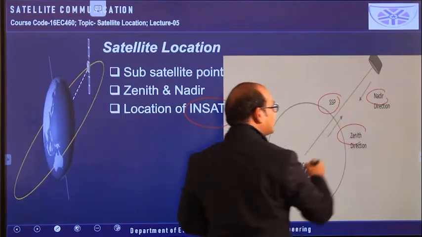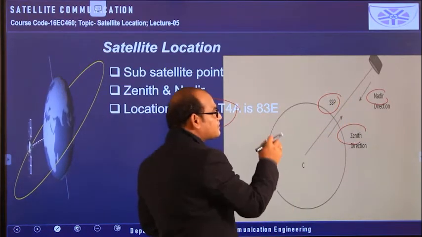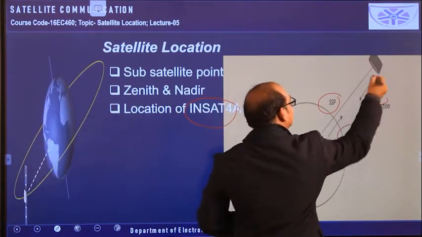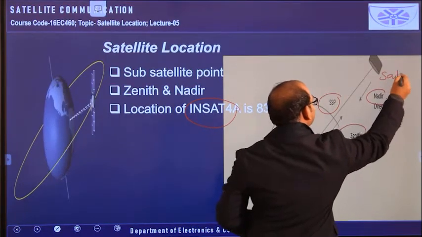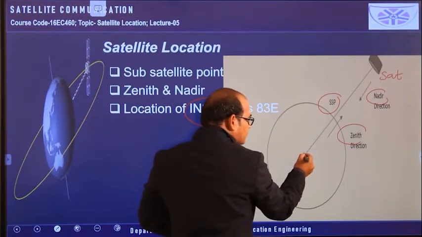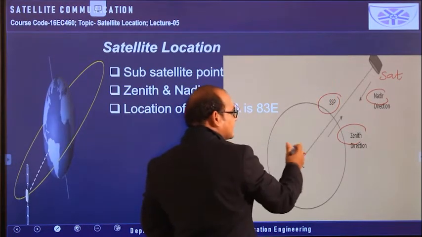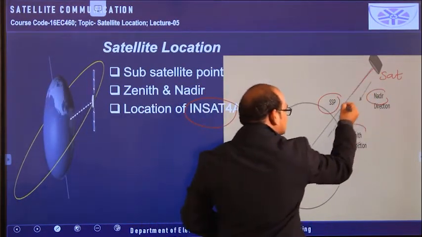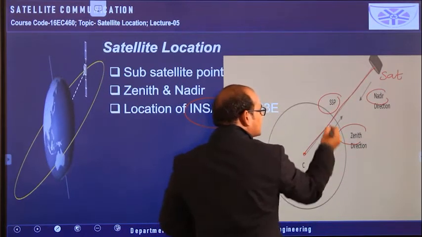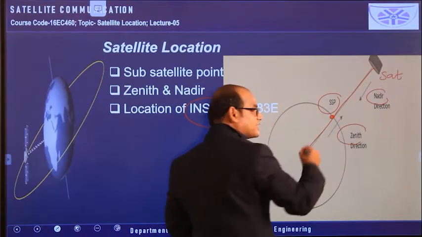The subsatellite point is the intersection point of the line joining the satellite and the earth center. This is the satellite, this is the earth, and here the earth center is available. We join one line between the satellite and the earth center, and this line intersects the earth surface at one point. That point is called the subsatellite point.